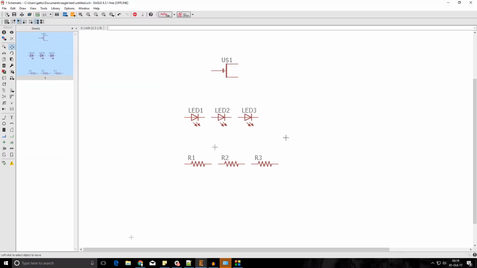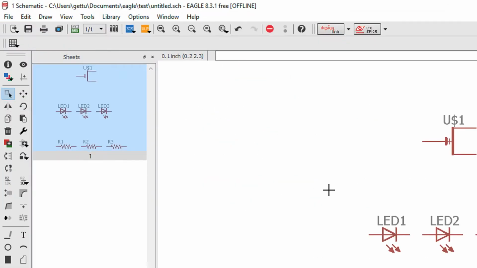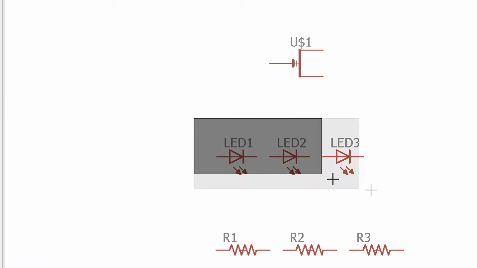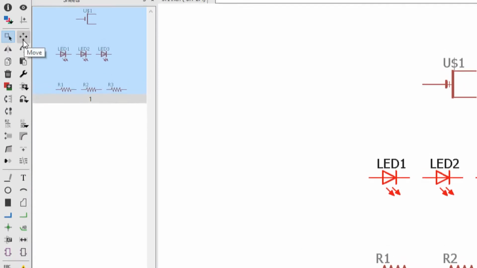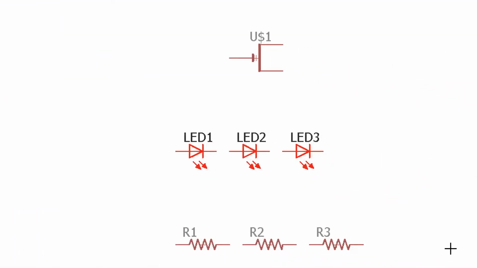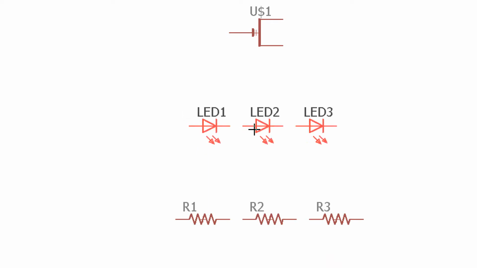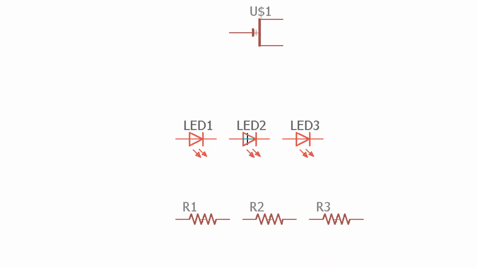Now say for example you want to move all these three LEDs together, so I'll use the group tool over here, and I'll group them. So this is how I group, and I'll go to the move tool because I want to move. I'll hold down control and do a right click. This is how I move multiple components.